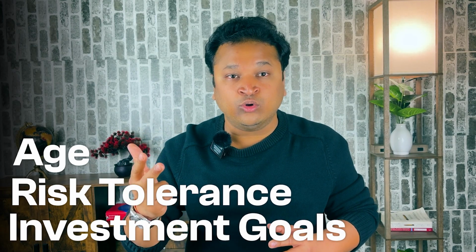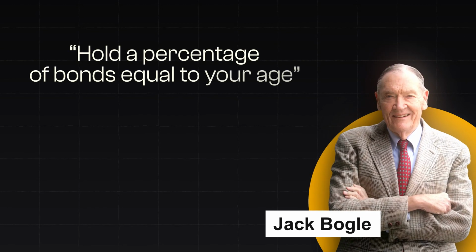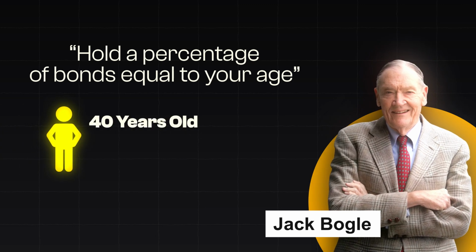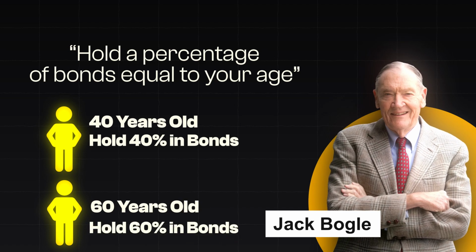Now the real question is whether you should opt for an aggressive, moderate, or a conservative portfolio allocation. This decision depends on your age, risk tolerance, and your investment goals. Jack Bogle, the founder of Vanguard, suggested an interesting rule of thumb for asset allocation: holding a percentage of bonds equal to your age. For example, if you are 40 years old, you should hold 40% in bonds. If you are 60 years old, you should hold 60% in bonds.